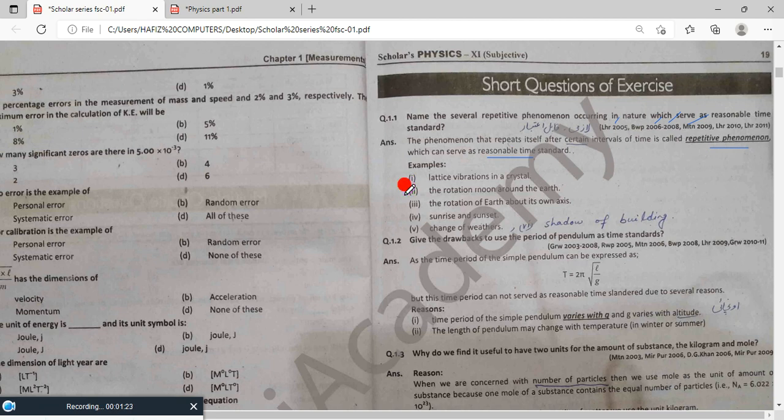the rotation of the moon around the earth, rotation of the earth about its axis, sunrise and sunset, change of weather. Next one is the luminous shadow of a building. This is a repetitive phenomenon.